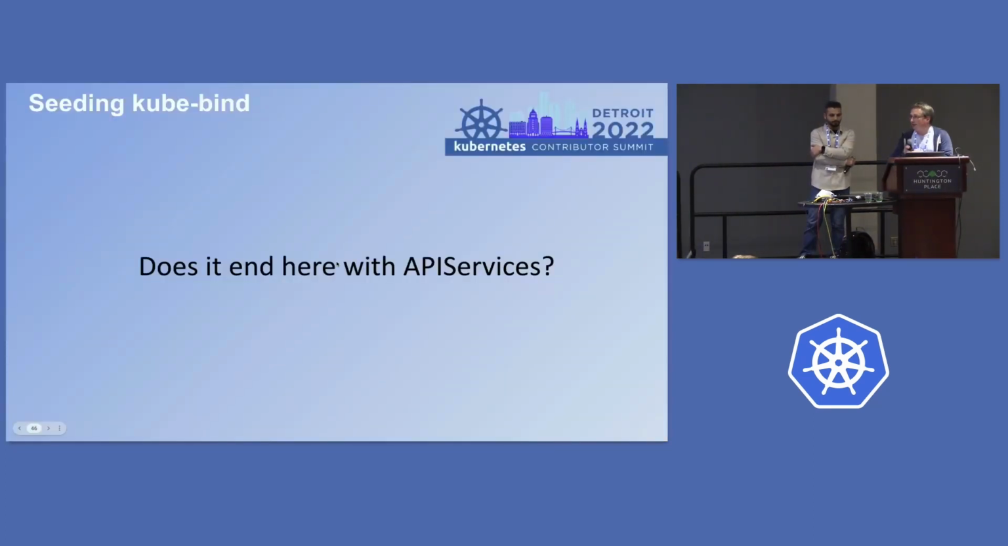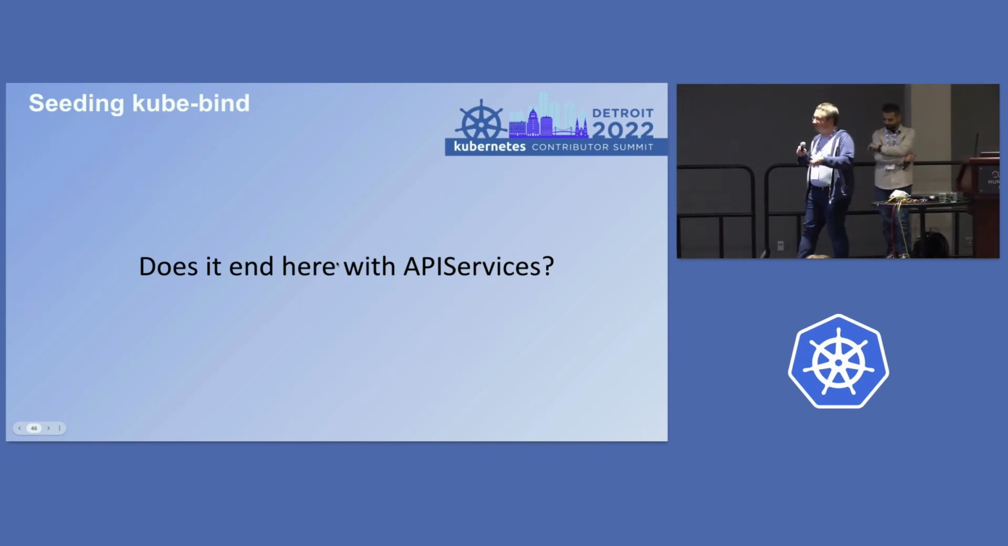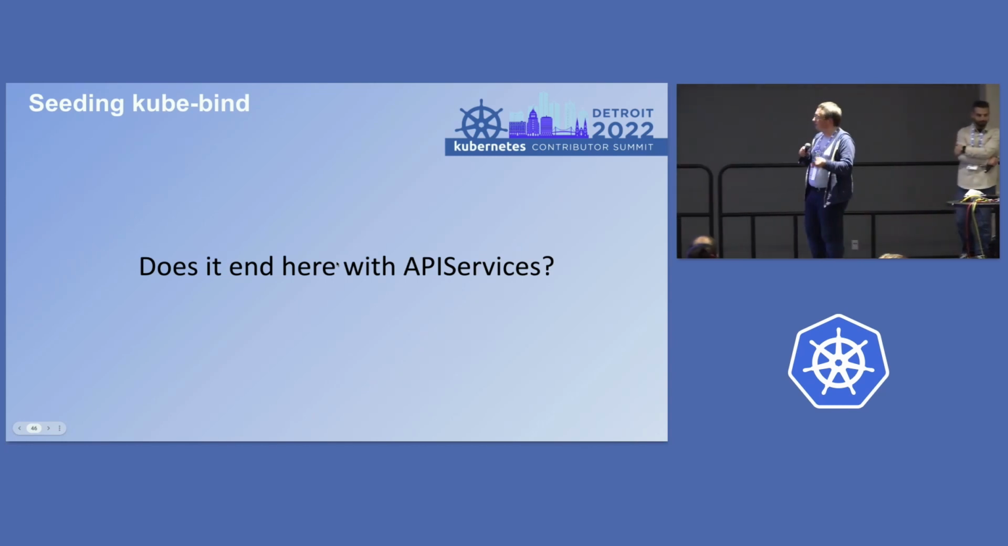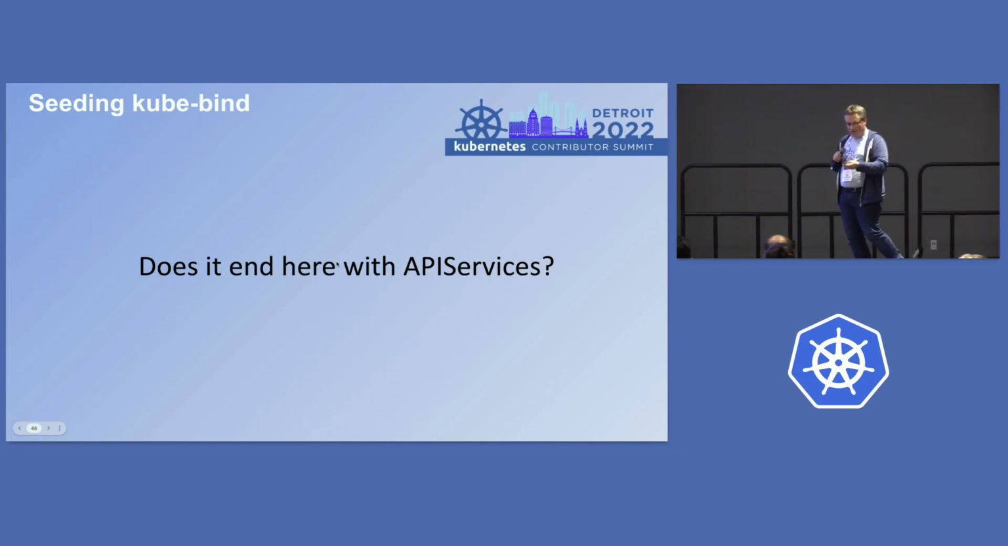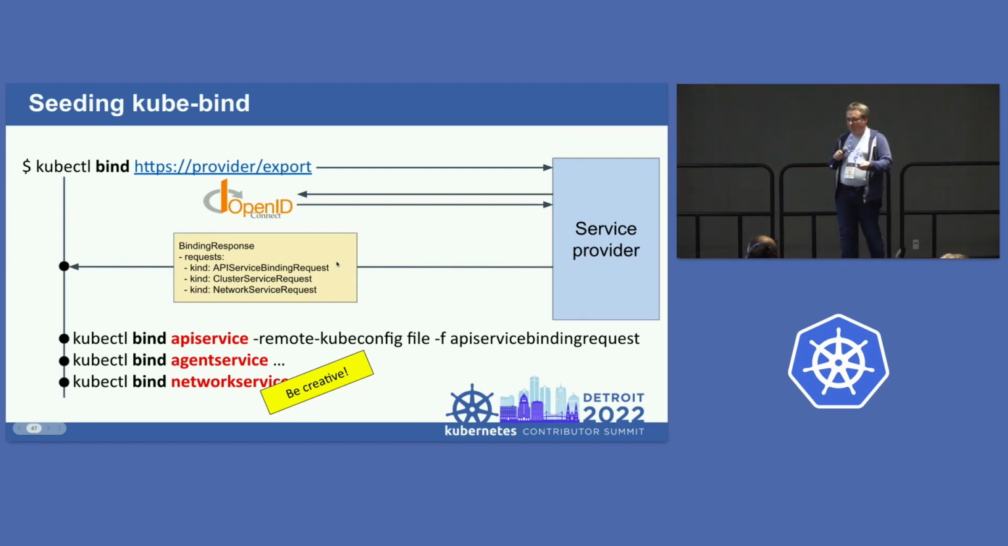All right. Does it end with API services? So I'm from the API side, so I've been involved in CRDs so much. I love APIs. That's why I built that. But binding, of course, is a much more generic concept. So not coincidentally, the command is built, or basically spec'd, in this way. kubectl bind is generic, then there's API service.